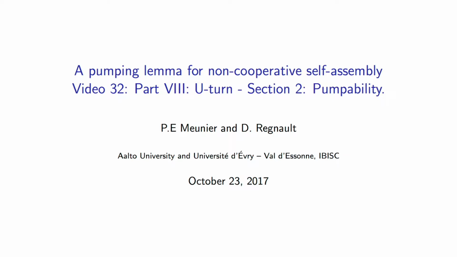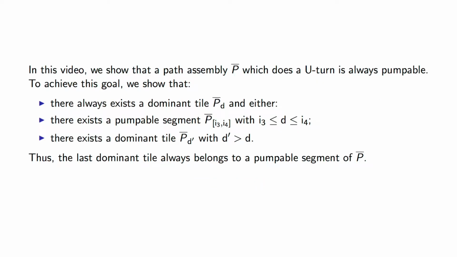This is video 32. In this video, we prove that a path assembly which makes a U-turn is pumpable. To obtain this result, we proceed as follows. Firstly, we show that there always exists a dominant tile. By the previous video, this dominant tile belongs to a candidate segment of the fork.